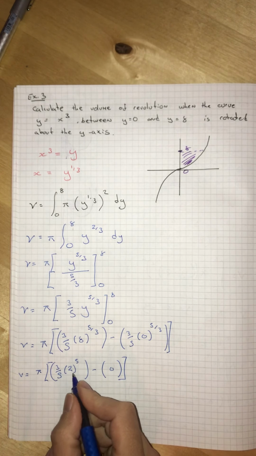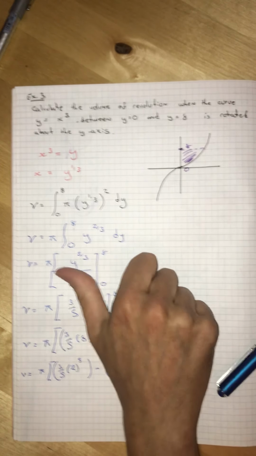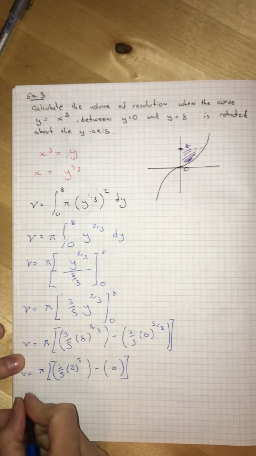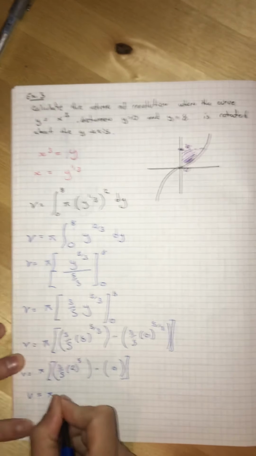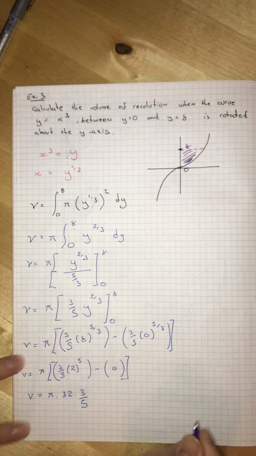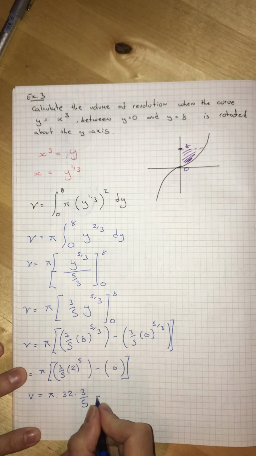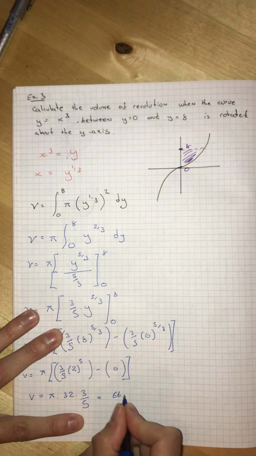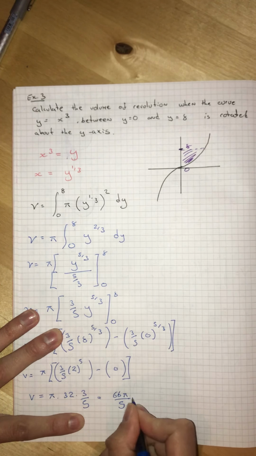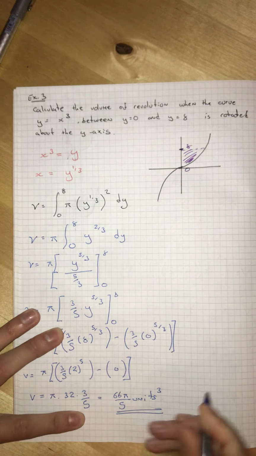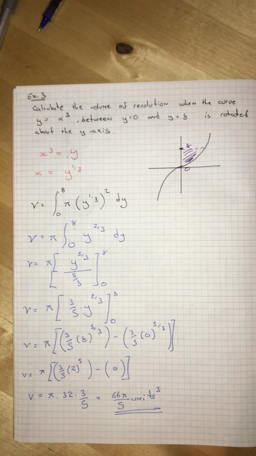2 to the power of 5 is 32. 2, 4, 8, 16, 32. So we've got volume equals pi times 32 times 3 over 5. 32 times 3 is going to be 96. So it's 96 pi over 5 units cubed. So that is volumes of revolution.